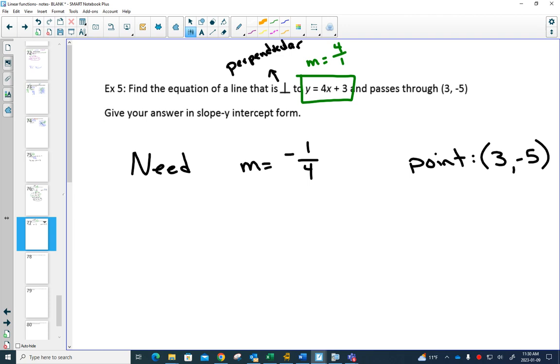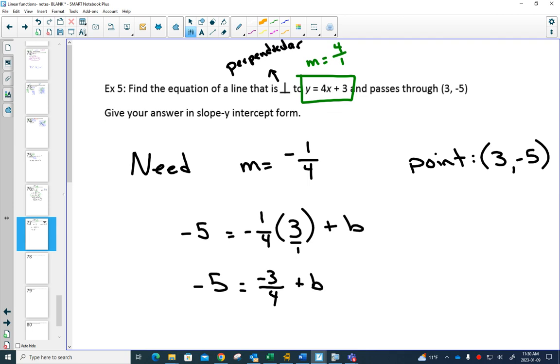So now that we have this, because the question wants it in slope-intercept form, I would probably start with y equals mx plus b. I know my slope is -1/4, and I know that when x is 3, y is -5. So -5 equals -1/4 times 3, plus b. The only thing I don't know is b. Multiplying fractions, right? This is 3/1. How do you multiply fractions? You multiply the tops. Multiply the bottoms.